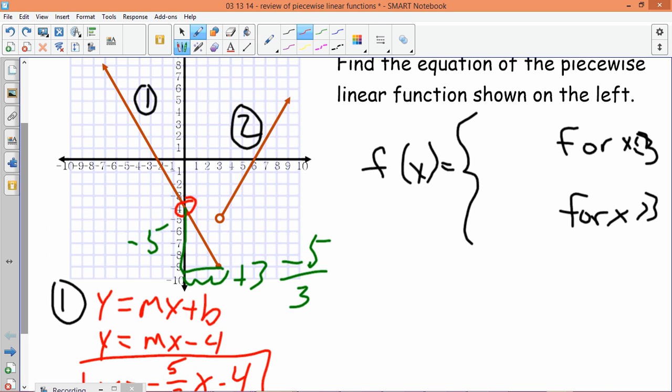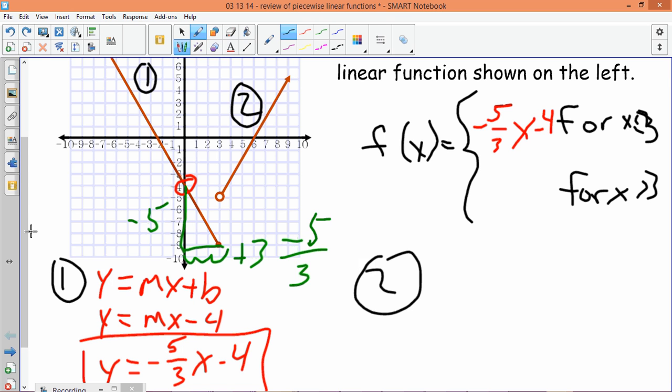Okay, so I can go ahead and write this in. Y, or not y equals, I'm sorry, we already have our f of x. So all we're going to just say is f of x equals -5/3 x minus 4, for x is less than or equal to 3. Now for part 2, it's a little bit trickier because I don't actually have my y-intercept. A couple of things you could do there.